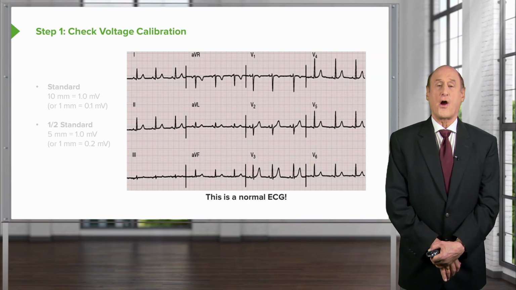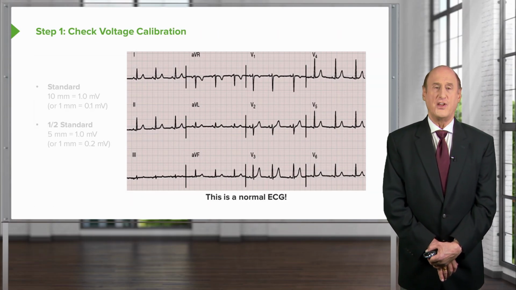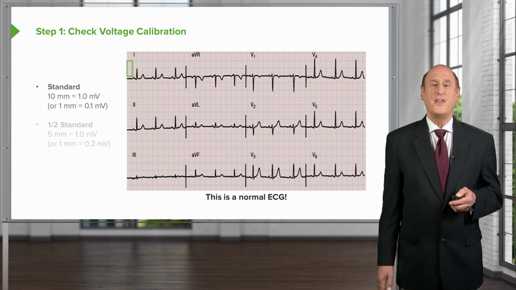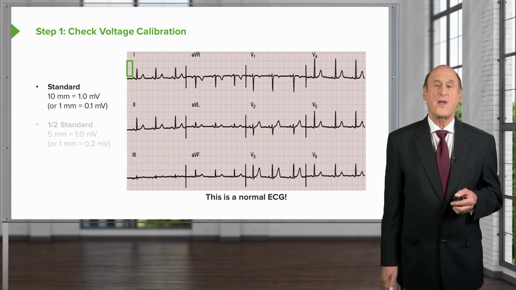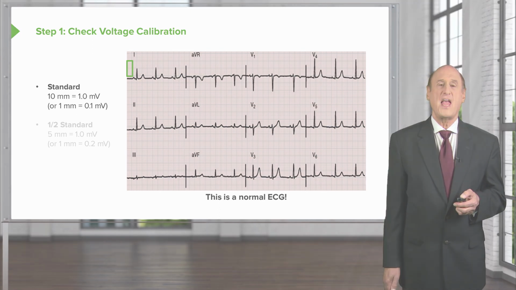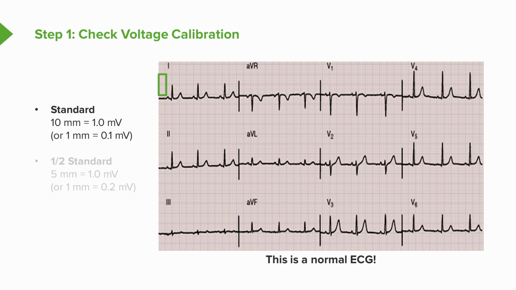So let's start. Here is a normal ECG. Notice in the upper left corner, there is a little green box. That's the standard. And that standard is, if you count the little tiny boxes, 10 little boxes. Each one of the big boxes has 5 smaller boxes. So there'll be 2 of the big boxes, which constitute 10 small boxes. Each one of those boxes is 1 millimeter and corresponds to 1 millivolt of electrical activity.